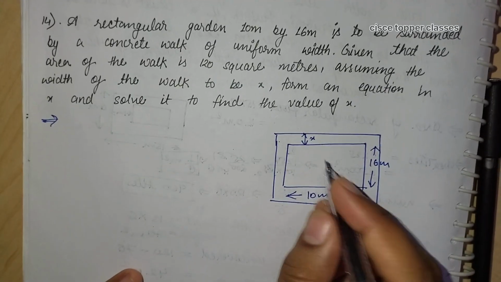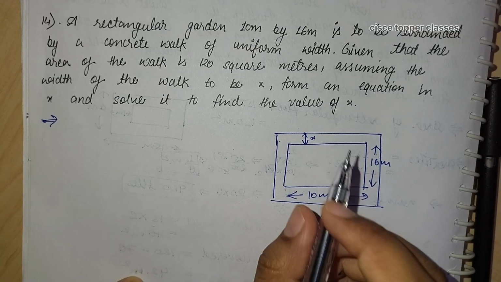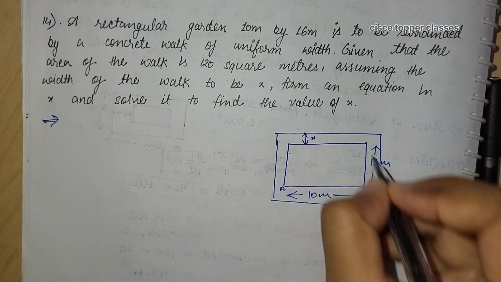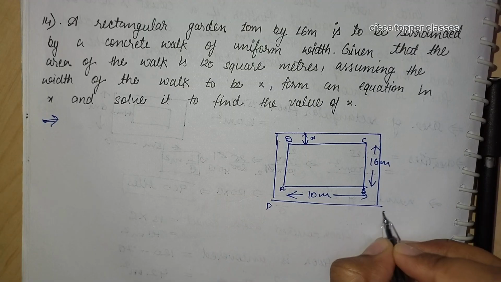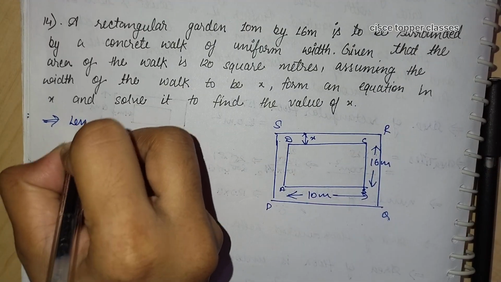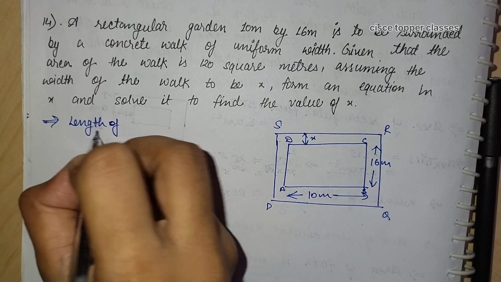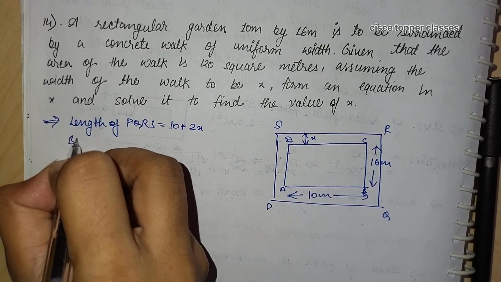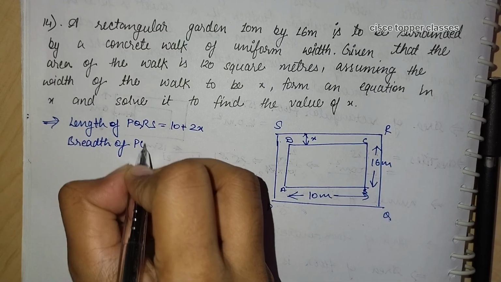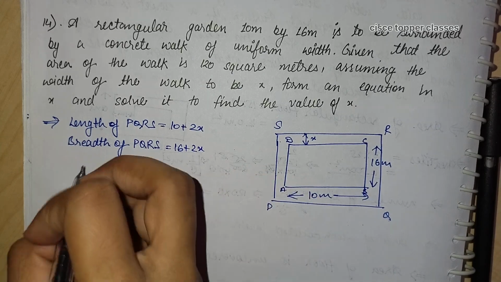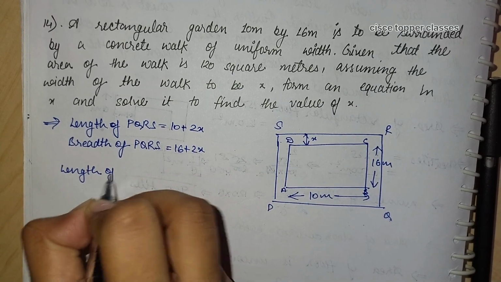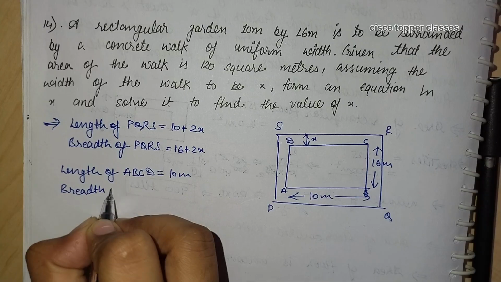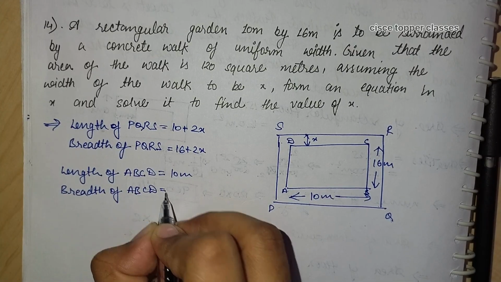So we can find the value by subtracting this part from this part, and then we can find the value of x. So here we can write this as ABCD, and here this be PQRS. So here we will let the length of PQRS equal to 10 plus 2x, and breadth of PQRS will be 16 plus 2x. Now the length of ABCD is equal to 10 meters, and breadth of ABCD is equal to 16 meters.